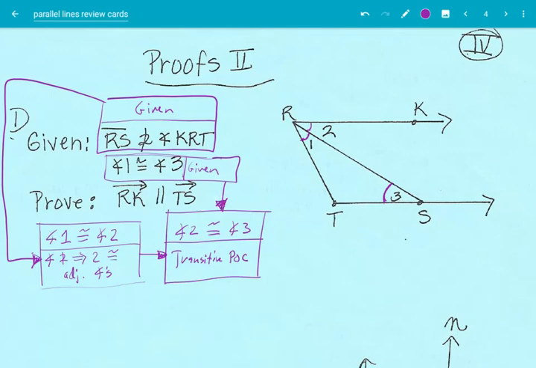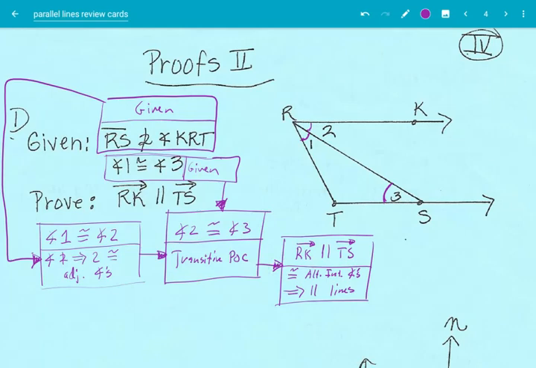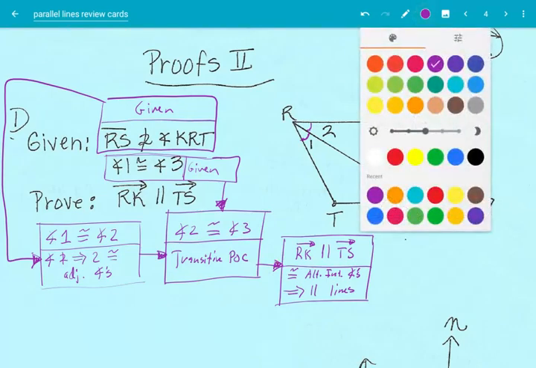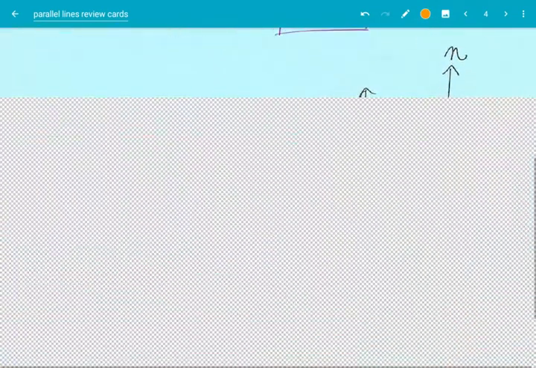So now that 2 and 3 are congruent, we can say that RK, ray RK, is parallel to ray TS because congruent alternate interior angles imply parallel lines. There we go. That wasn't too bad. That's from there. And we're done with that one. Let's go to the next one.